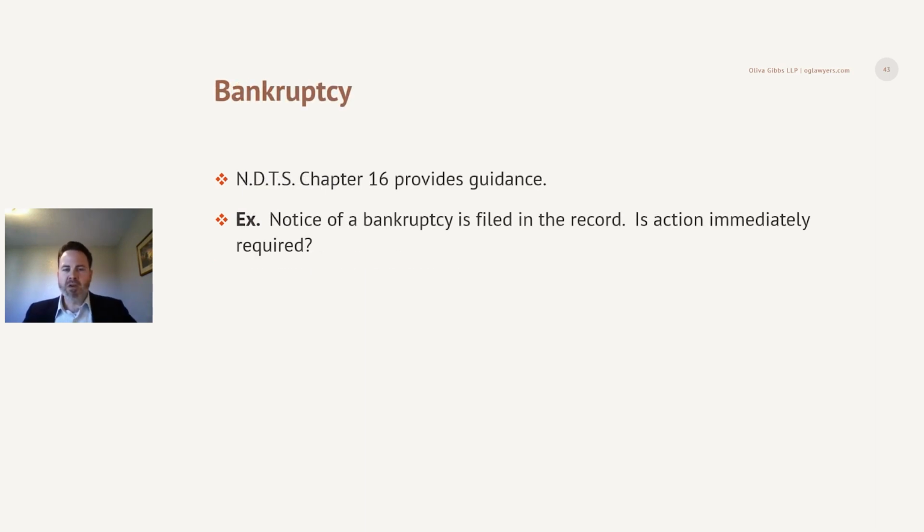So if you encounter an entity going through bankruptcy, Chapter 16 of the title standards should be your compass. There's a lot of guidance in there as to what can be accepted. And if you're an entity involved with that, review that standard, review that series of standards, because it'll tell you what all you need to have in the record. So the first example, bankruptcy is filed. So we have notice of that. Does anything need to be done?